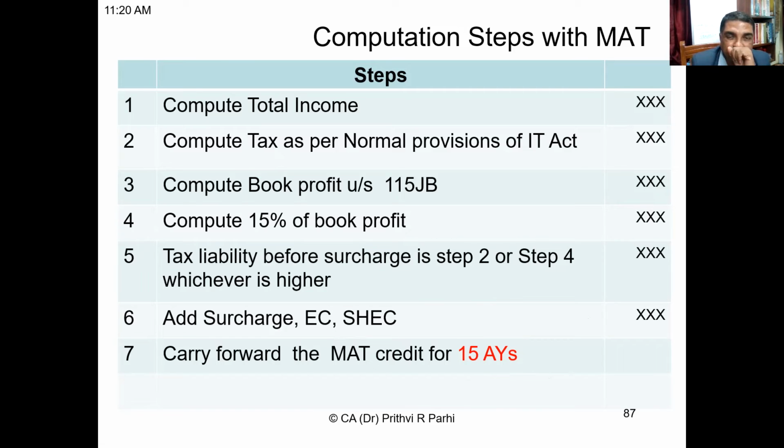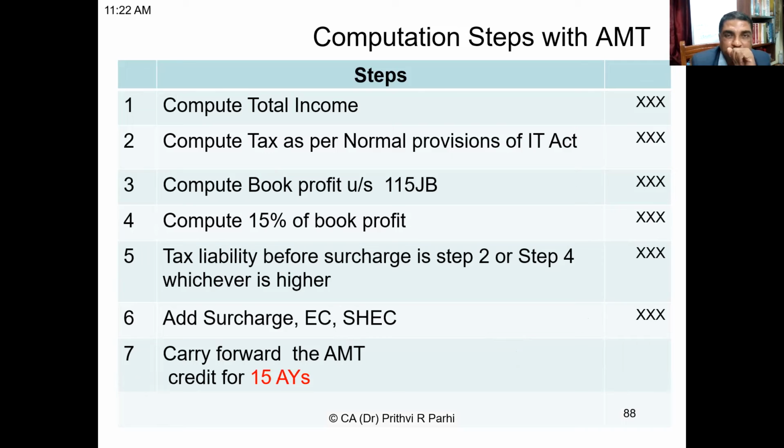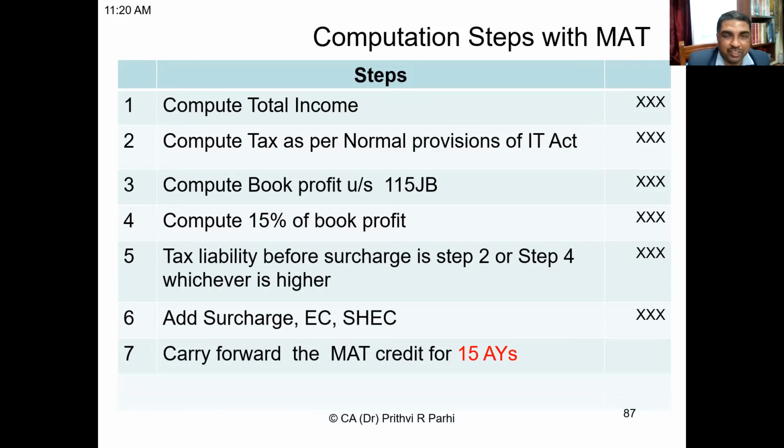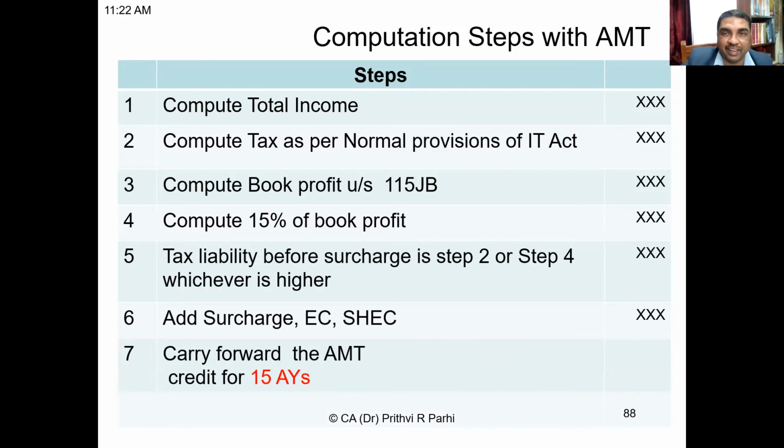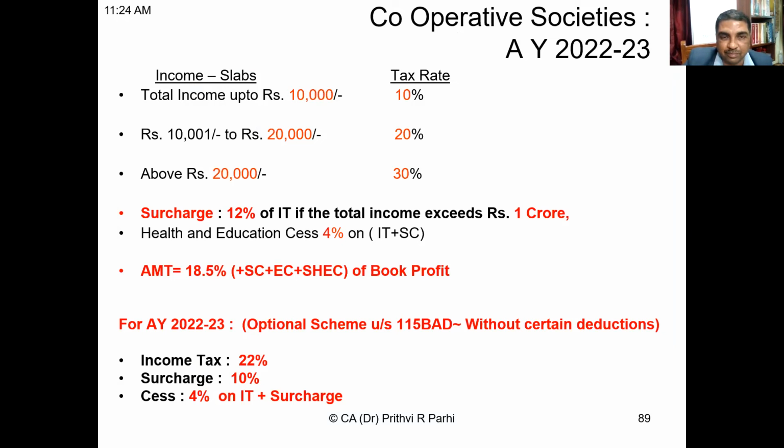Understood the process? Yes, sir. And for alternate minimum tax, which is applicable to firms, here also the process is the same, but here the alternate minimum tax rate is not 15%, it is 18.5%. So that we have to take care of. Is it clear to you regarding tax rates of companies? Yes, sir. Understood?